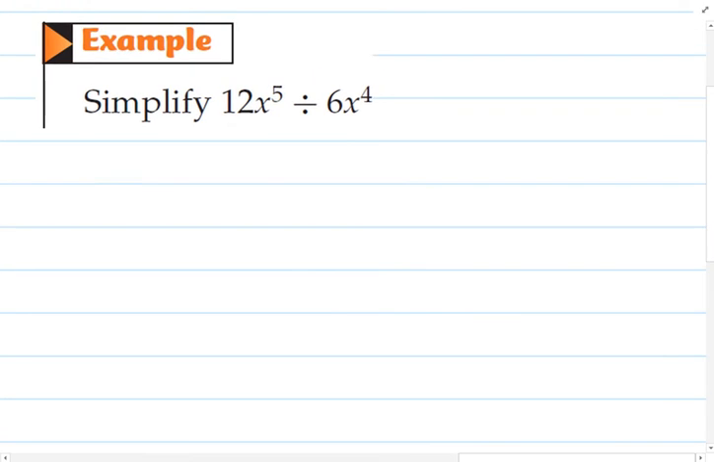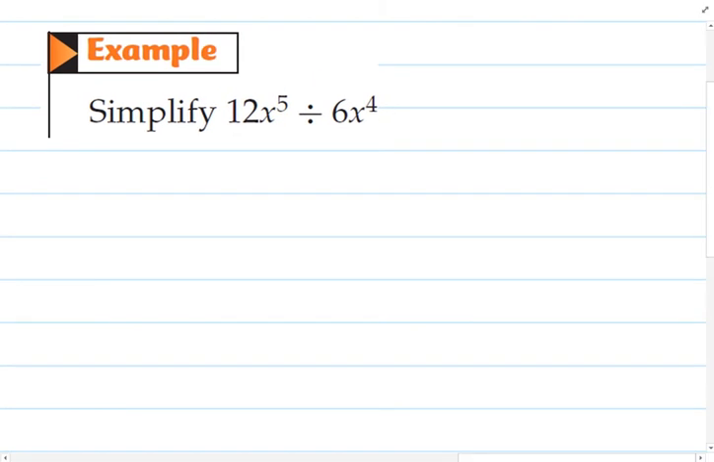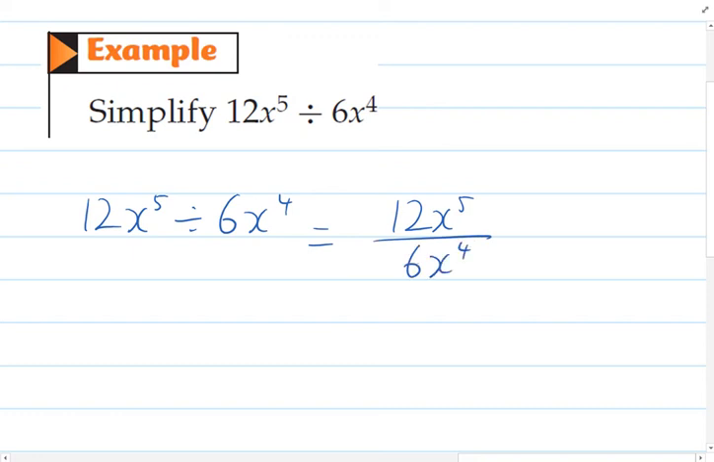And in our last example here, let's copy out the question first. 12x to the 5 divided by 6x to the 4. This means 12x to the 5 over 6x to the 4. And so 12 divided by 6, that's 2. So I can write equals 2.